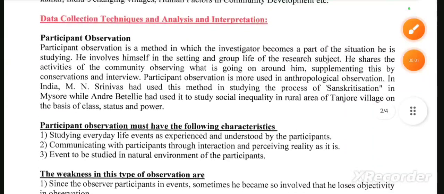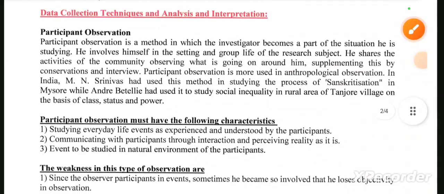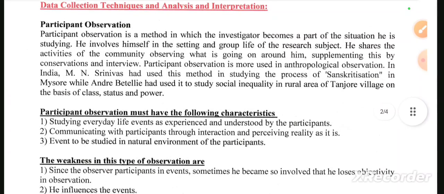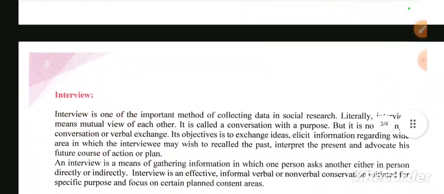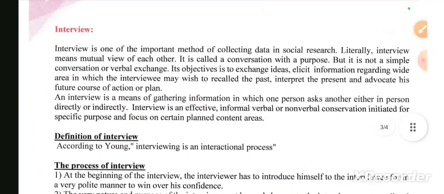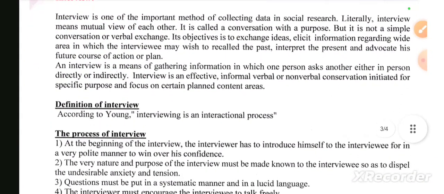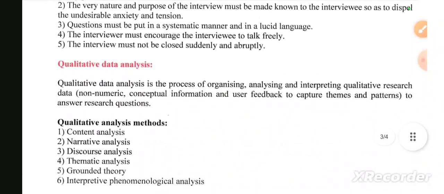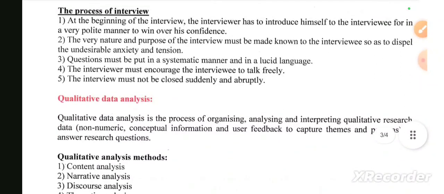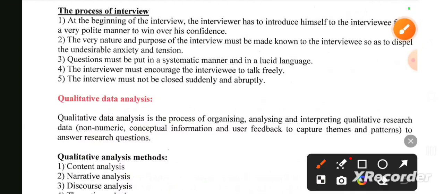We have seen there are various data collection techniques as far as the field research method is concerned. One such method is participant observation, and there is another method which is called the interview method. Now we will discuss what are the methods of analysis of these collected data.